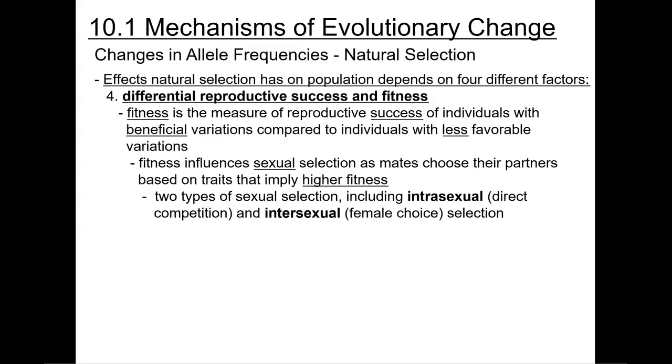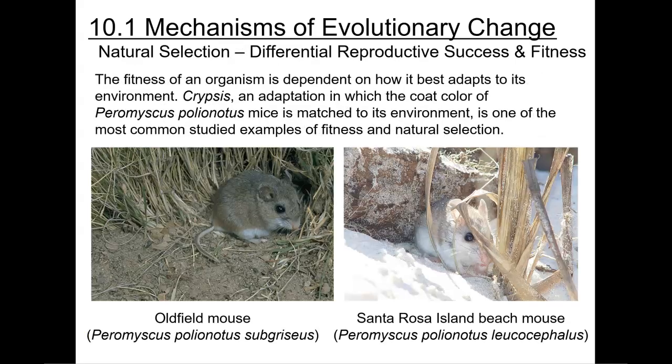Fitness is going to influence sexual selection as mates choose their partners based on traits that imply higher fitness, and you're going to have two types of sexual selection. Those include intrasexual, which means direct competition, or intersexual, where there's female choice in that selection. So overall, the fitness of an organism is going to be dependent on how well it adapts to its environment.